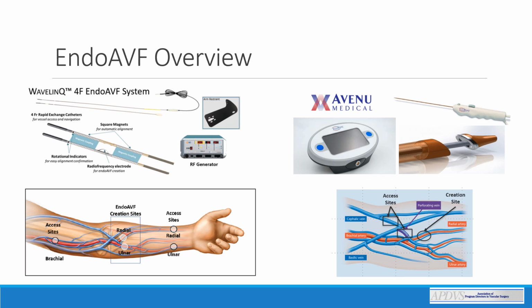In recent years, endovascular creation of arteriovenous fistulas has been developed. Currently, there are two FDA-approved devices for endovascular fistula creation in the US. WavelinQ, which allows creation of an ulnar artery to ulnar vein or radial artery to radial vein fistulas. And the other device is Ellipsys, which allows creation of radial artery to radial vein fistulas.